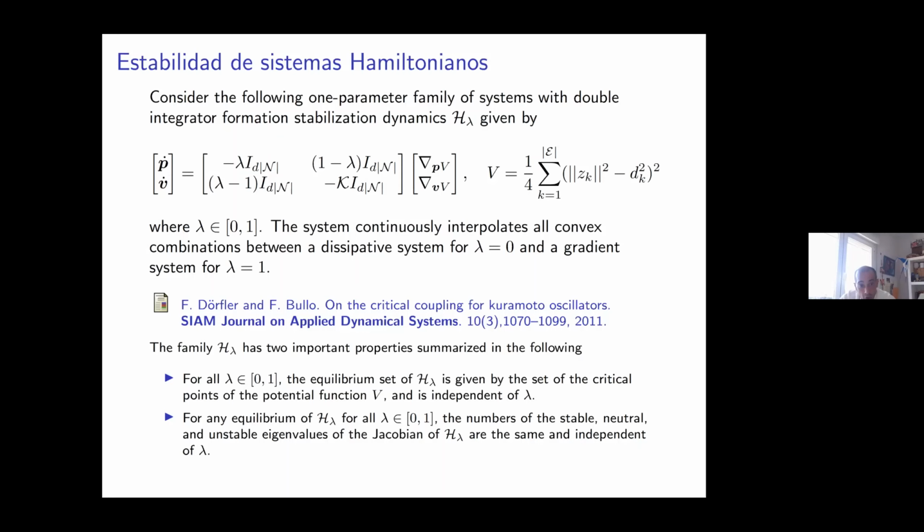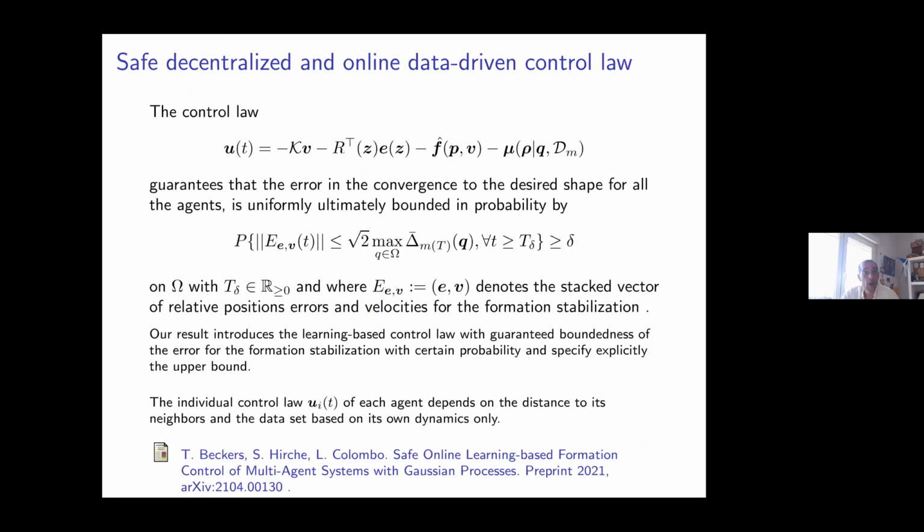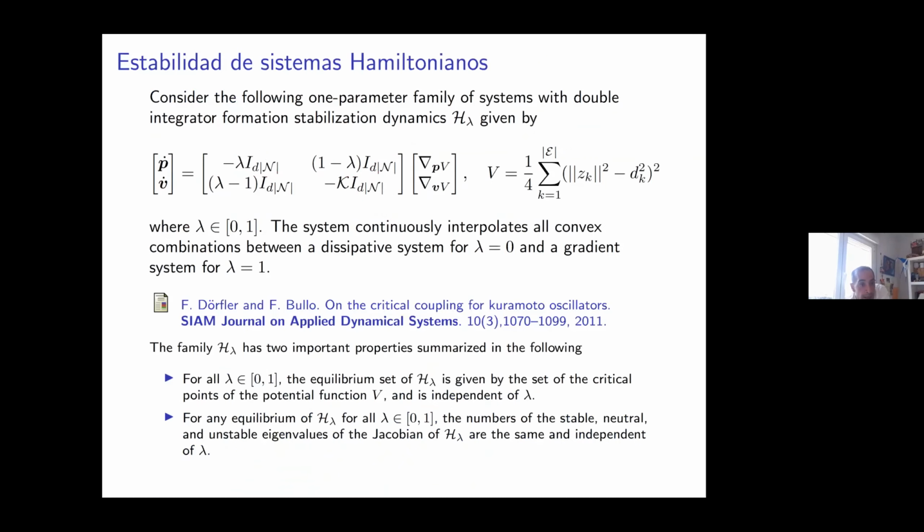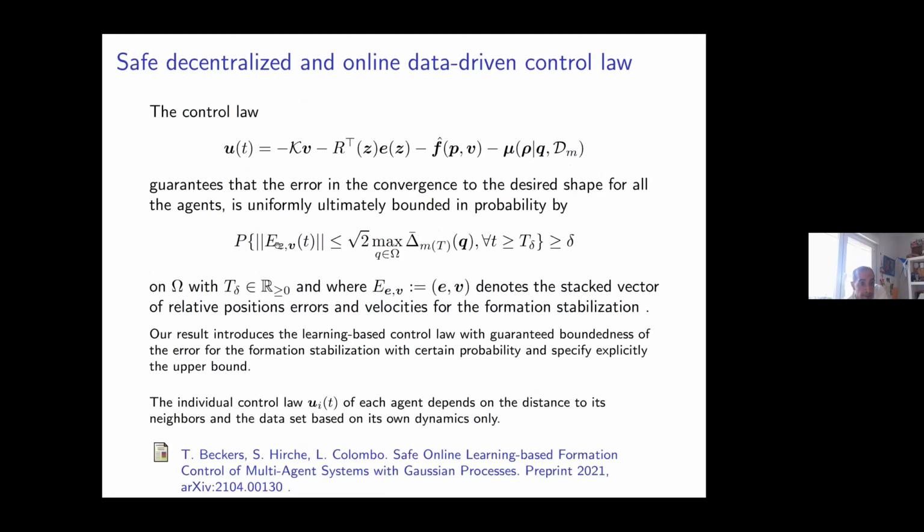Using this result, one can show that these control laws that appear here, in terms of the gain matrix, the rigidity matrix, the estimations, and the mean prediction of the residual with the data, guarantee that the error in the convergence to a desired shape for all the agents is uniformly ultimately bounded in probability by this quantity here, where omega is a compact set that appears in the previous lemma I showed, and this e is the stacked error of relative positions and velocities for deformation stabilization.